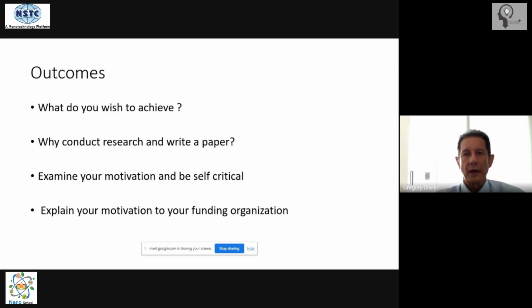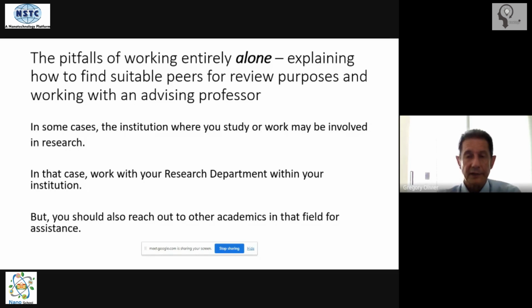Think about your outcomes. What do you wish to achieve? Be critical of yourself and be objective. Once you've worked it out, you could explain that motivation that you have to your funding organization. I suggest do not work alone.